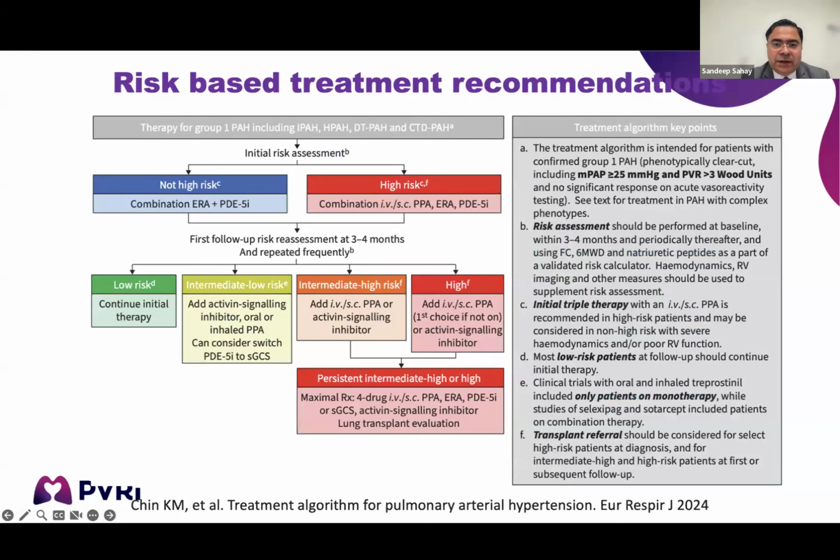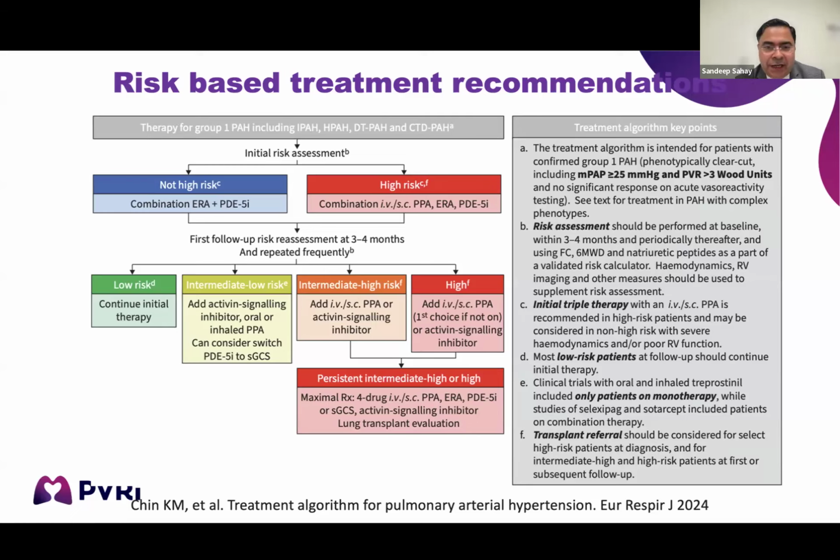This was from the World Symposium. Again, a very similar approach. However, in this one, the main change from the prior algorithms were that at baseline, we kind of categorize the low and intermediate into not high-risk patients versus high risk.